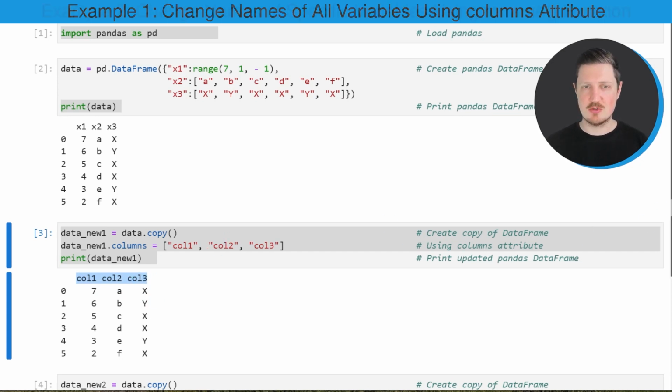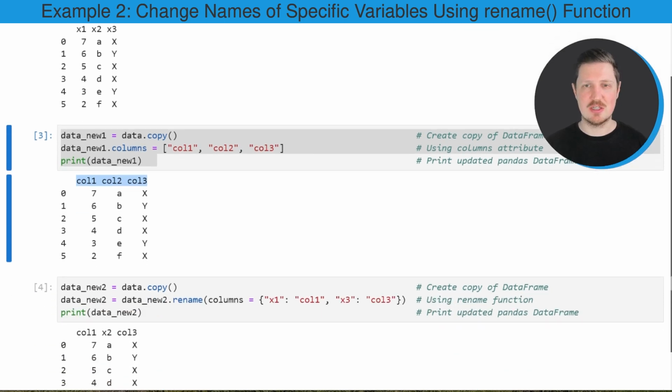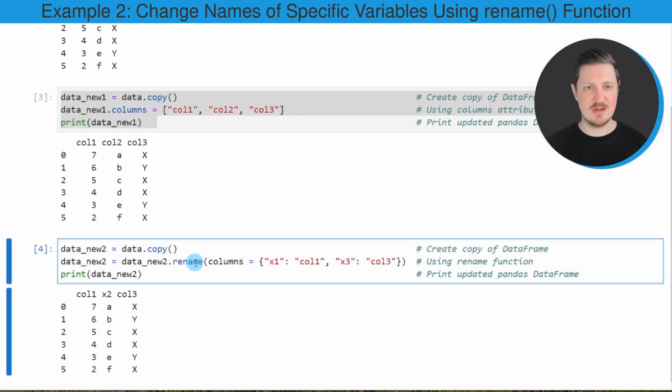However, it's also possible to change only some of the columns in our data frame, and we can do that as you can see in the next lines of code. As in the previous example, I'm first creating a copy of our data frame because I want to keep an original version of our data frame, and in this case I call this copy data_new2. And then in the next step, I use the rename function, and I'm applying this function to our new data frame. Within the function, I specify the columns argument to be equal to this dictionary.